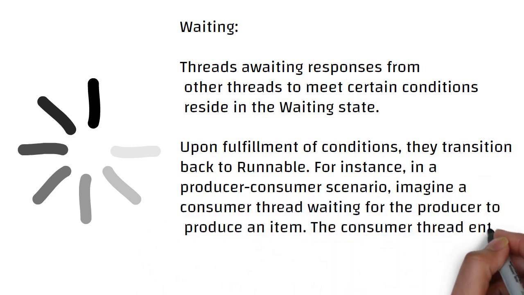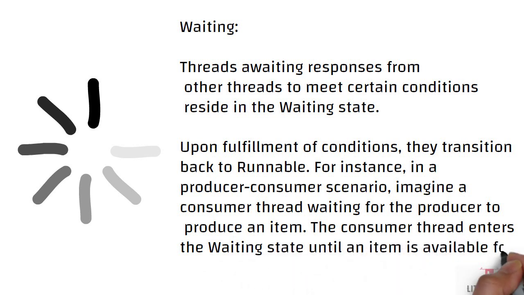For example, in a producer-consumer scenario, imagine a consumer thread waiting for the producer to produce an item. The consumer thread enters the waiting state until an item is available for consumption, right? It's like if you're ordering a pizza in a pizza shop and you have given the order, the producer has taken your order and starts to prepare it. Until he delivers the pizza, you have to wait. So that is the waiting state.